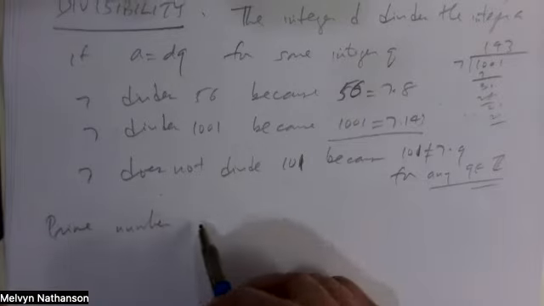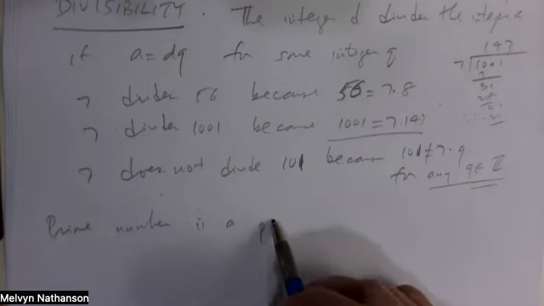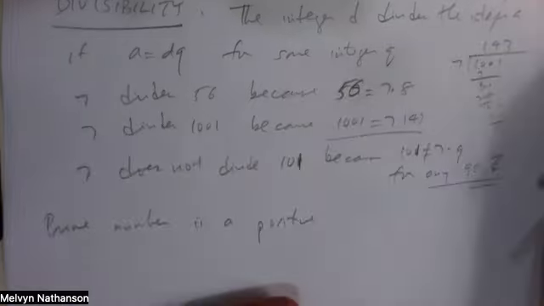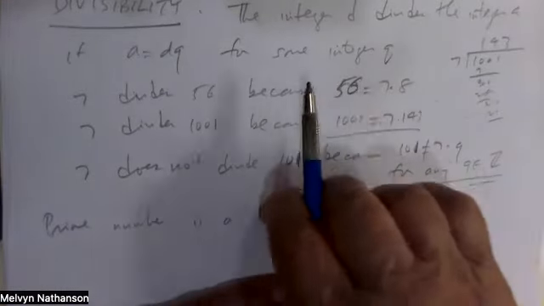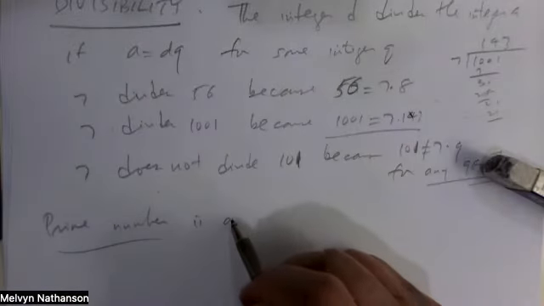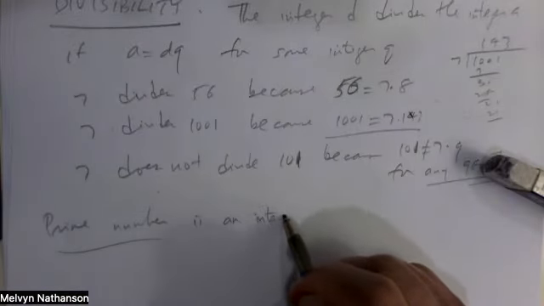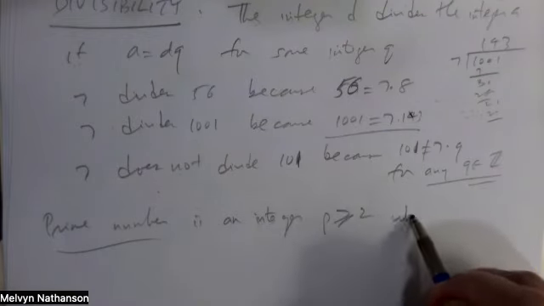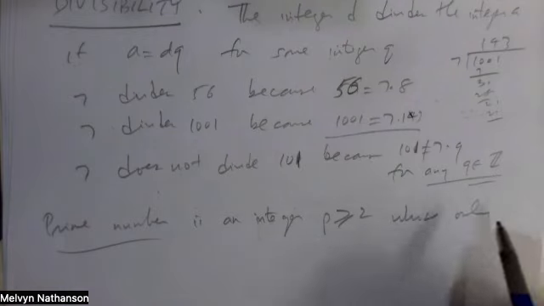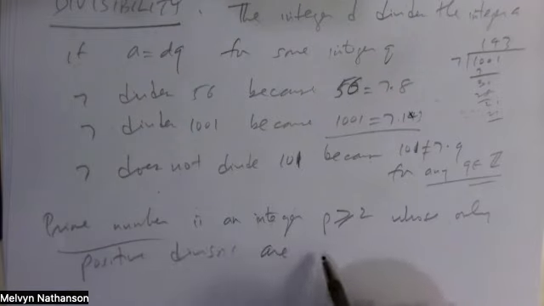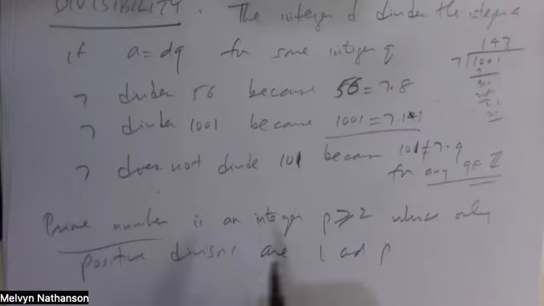So a prime number is a positive, sorry, not just positive. This is the definition of a prime number. A prime number is an integer p greater than or equal to 2, whose only positive divisors are 1 and p.